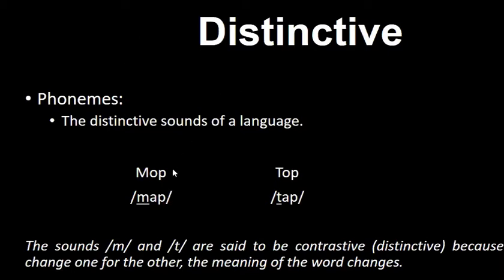So for example, I have mop and top, right? Mop and top, the M and the T in this case are distinctive sounds, right? How do we know? Because mop is one thing, top is another thing. They mean totally different things. In this case, this is what we call minimal pairs, okay? You already know that. This is what we call minimal pair.